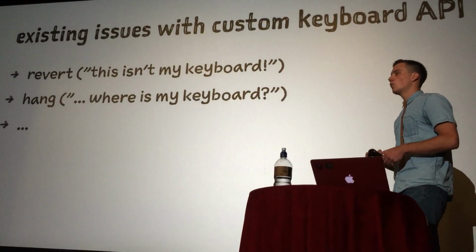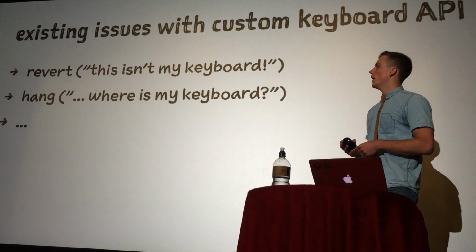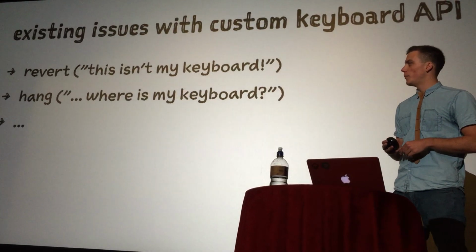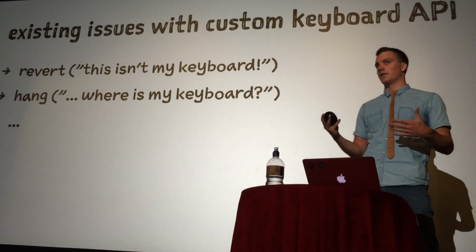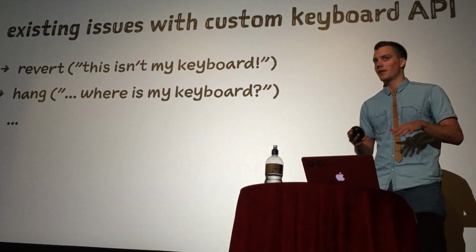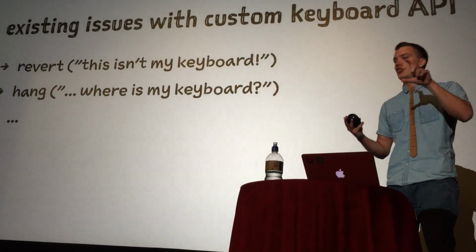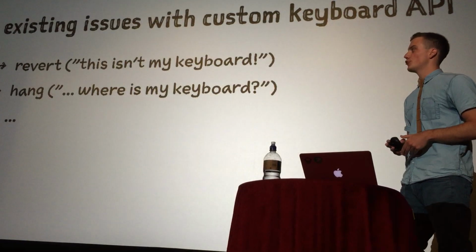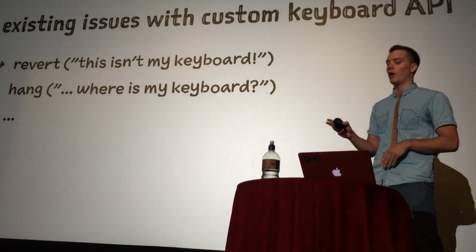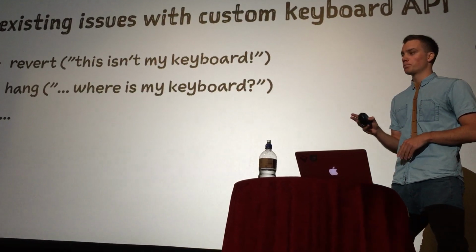The other one is the hang, which is not as frequent lately, especially in iOS 9, but it means that the user wants to start typing in a text field, and no keyboard pops up, not even the Apple keyboard. It just keeps hanging, and there's nothing in the place where the keyboard should be. So these are the two big bugs in the API.